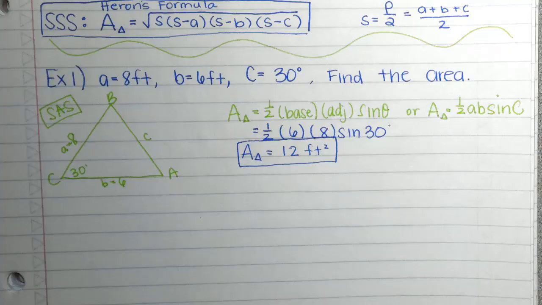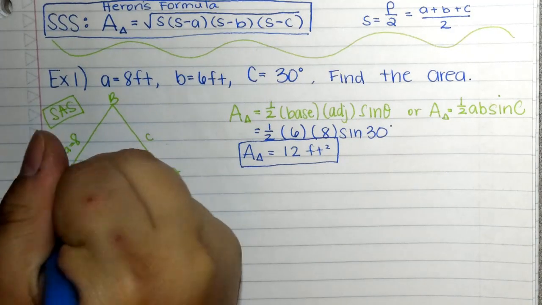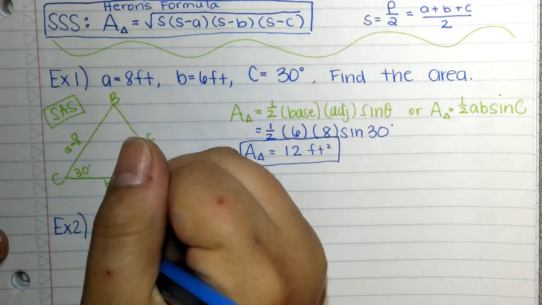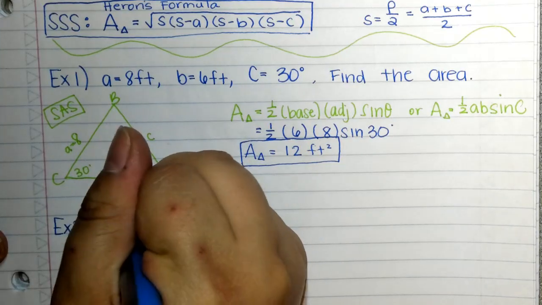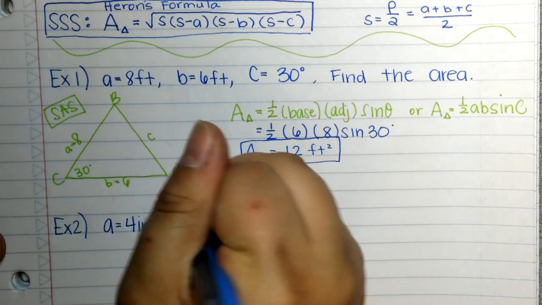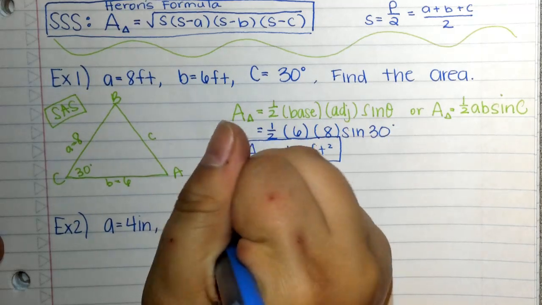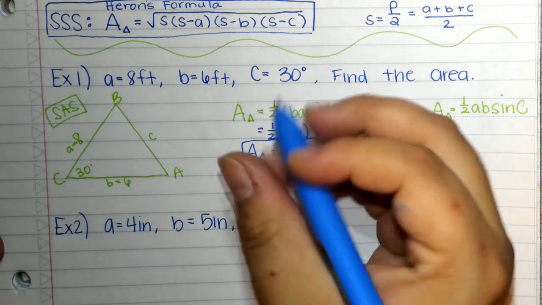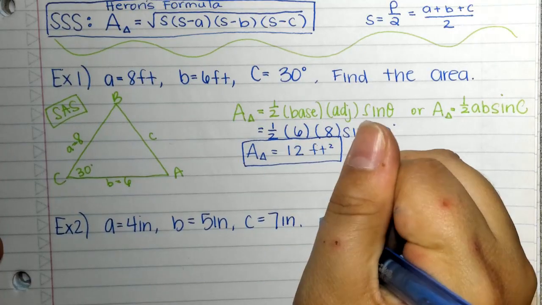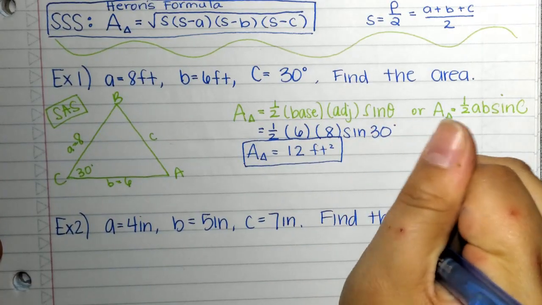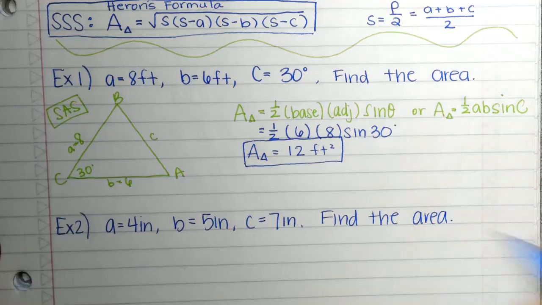What questions do I have? We good? All right, how am I doing on time? Ooh, I got 1 minute. All right, example 2, we might go a little past. Example 2 says A equals 4 inches, B equals 5 inches, C equals 7 inches. Find the area.